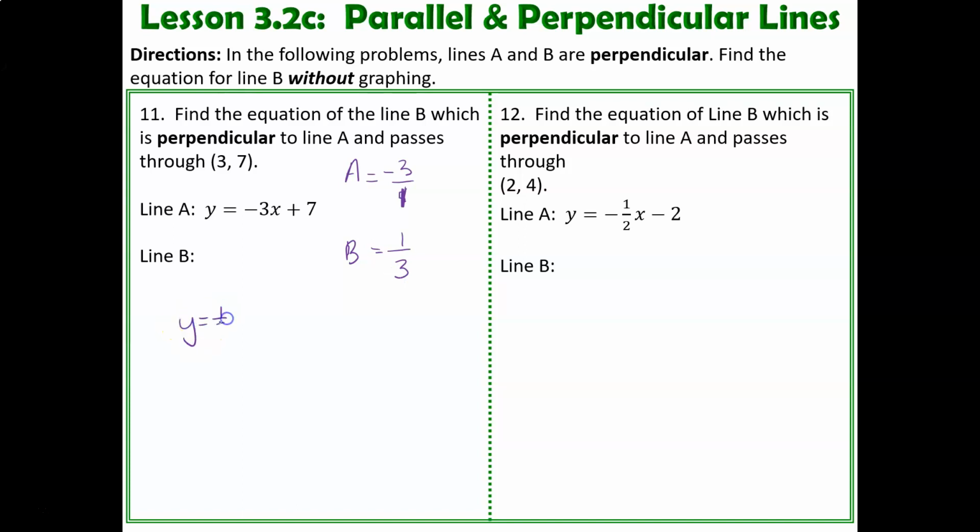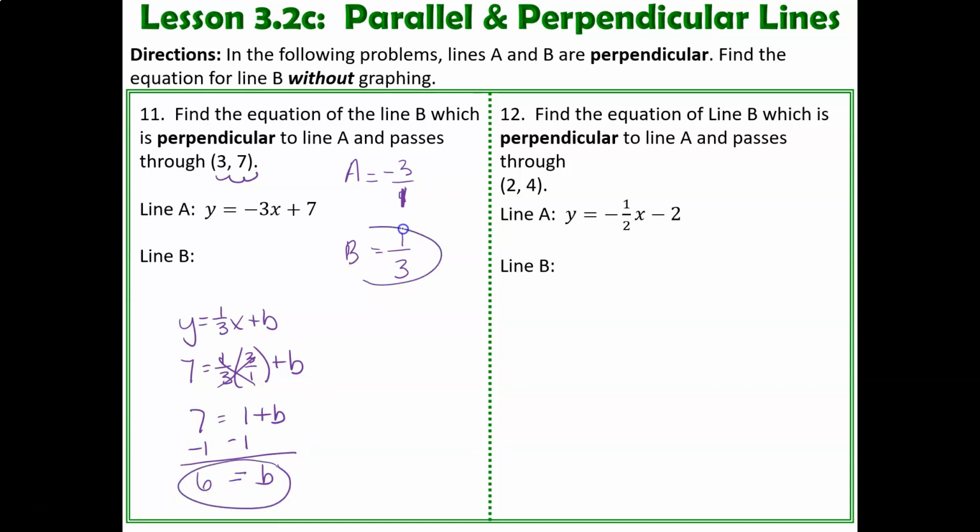y equals 1/3 x plus b. We know the slope. We're going to use this point. 7 equals 1/3 times 3 over 1 plus b. We're going to cross cancel, and we're left with 1. We're going to subtract 1 from both sides. So b is 6. Here are the two pieces of information we need. There we go.